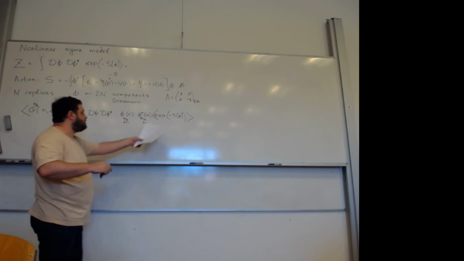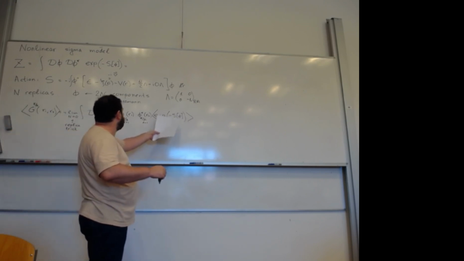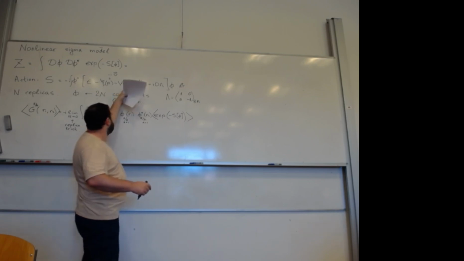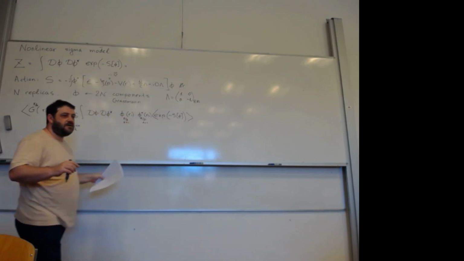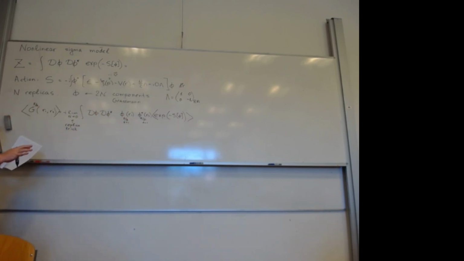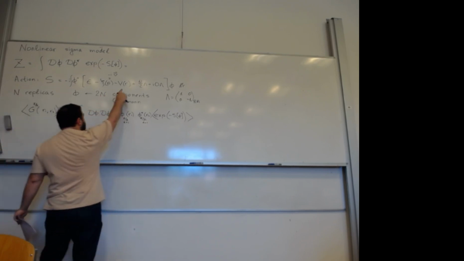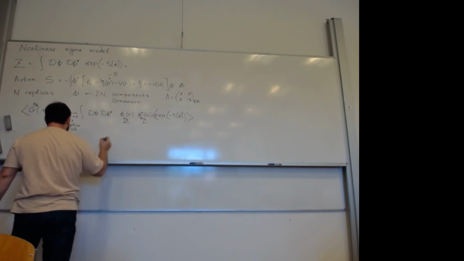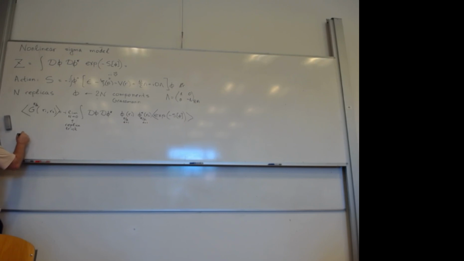And this exponent of S contains disorder only in this term, V of R. All other terms are fixed, and only this V of R is random. So this averaging should be called, so what we are doing now is disorder average.